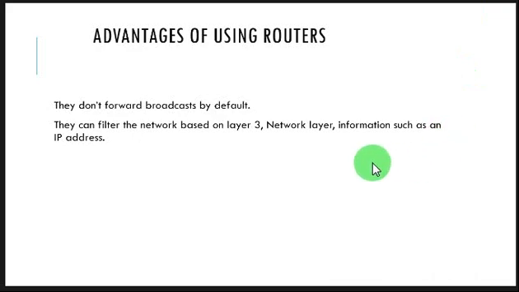You can see the slides discussing the advantages of using routers. So we have two main advantages of using routers. First, they don't forward broadcast by default, as we discussed in the previous part of lecture number 1, that routers break the broadcast domain. So the router does not forward broadcast messages by default, it blocks them. In addition to this, they can filter the network based on layer 3 network layer information such as an IP address. Okay, so this is the second advantage of using a router.